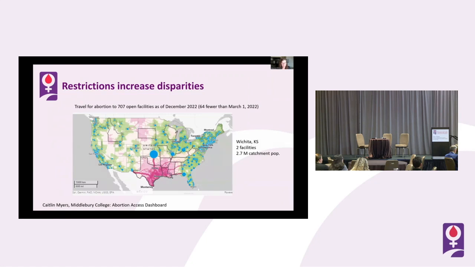Another interesting site to know about is the Abortion Access Dashboard, which demonstrates the travel patterns that changed over this past year with state restrictions. The blue dots are facilities providing abortion with travel from restricted areas in pink and from legal areas in green, demonstrating that restrictions result in redistribution of services, not reduction, often applied with increasing disparities. The big blue dot in the middle is Wichita, Kansas, with 2 facilities serving a current catchment of 2.7 million population.